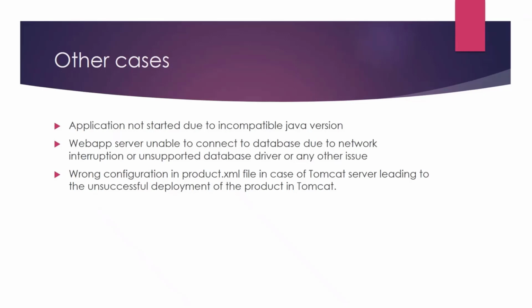Third, wrong configuration in the product.xml file in case of Tomcat server, leading to unsuccessful deployment of the product in Tomcat. When your web app server is Tomcat, the deployment is done using the product.xml file, which resides inside your Tomcat home conf Catalina localhost directory. If any configuration in that file is wrong or missing, deployment will not happen. This can also lead to the broken environment. Thus, you should check that.